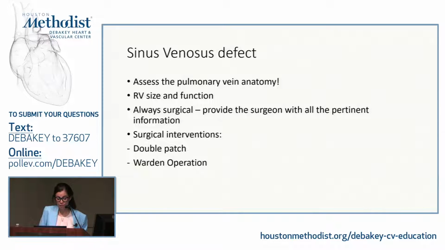The surgical interventions for sinus venosus defect include the double patch technique, where you place a patch right there where I show you that you measure the defect, and also you augment the SVC to prevent SVC stenosis. So that's where the second patch goes. The Warden operation is another surgery for sinus venosus defect, and there are some centers in which this is the preferred operation.